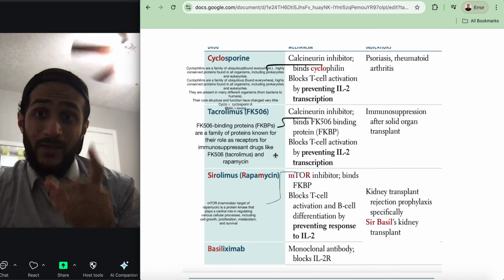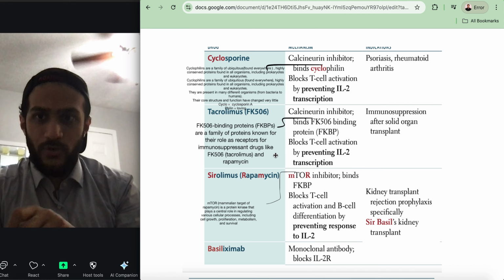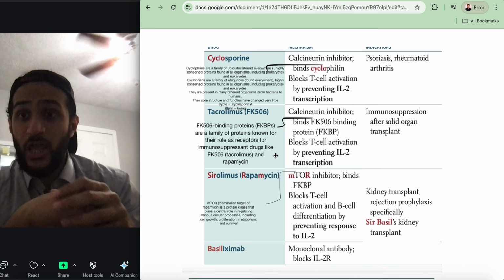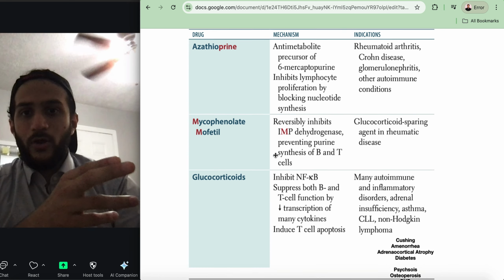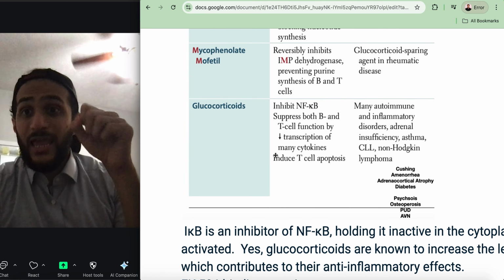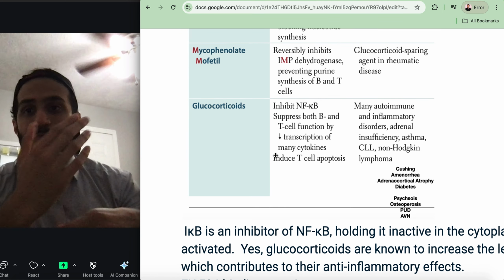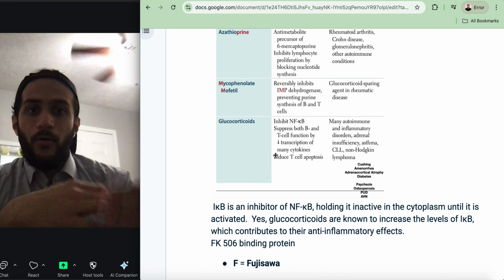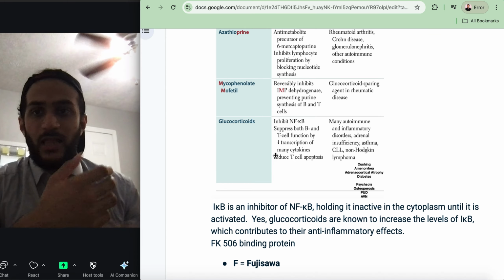Okay, next is sirolimus or rapamycin. This one is an mTOR inhibitor, not a calcineurin inhibitor, but with the same effect. It blocks T cell proliferation. It is used for kidney transplant. I'm not going to recap those. I'm going to come to glucocorticoids. They inhibit NF-kappa B by increasing I-kappa B. They block T cell proliferation and induce T cell apoptosis. They're used for autoimmune diseases, inflammatory diseases, adrenal insufficiency, asthma, CLL, non-Hodgkin lymphoma.